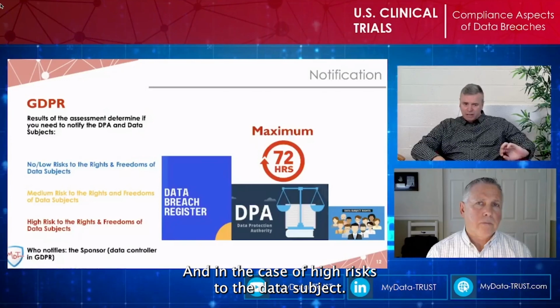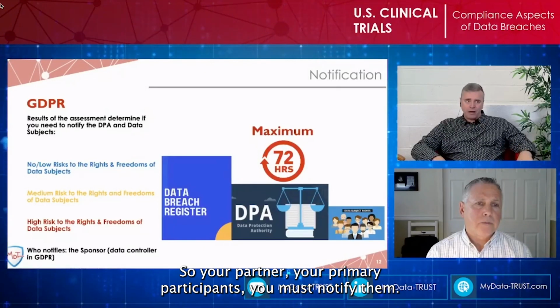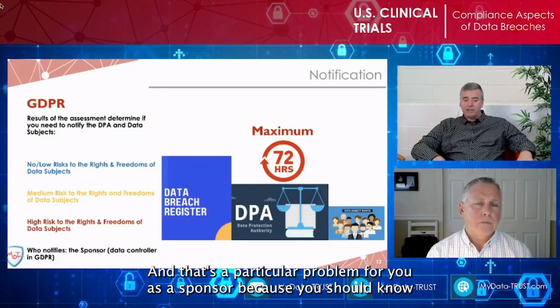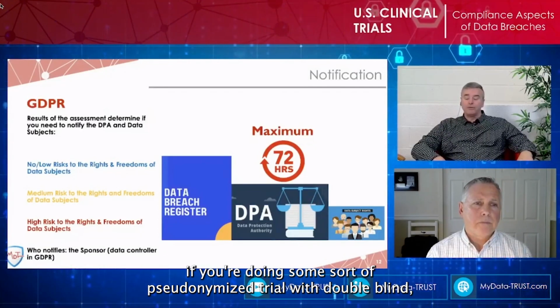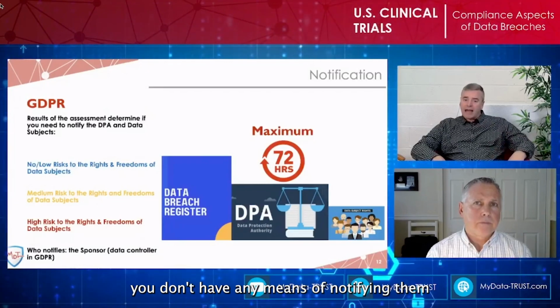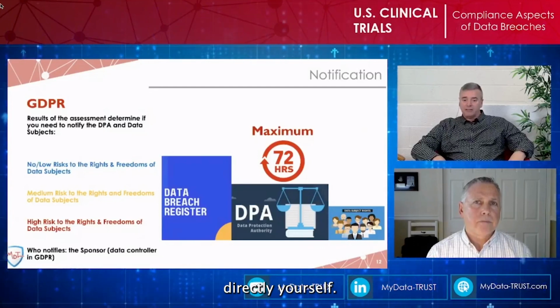And in the case of high risks to the data subjects, so your trial participants, you must notify them. And that's a particular problem for you as a sponsor, because if you're doing some sort of pseudonymized trial with double blind, you don't have any means of notifying them directly yourself.